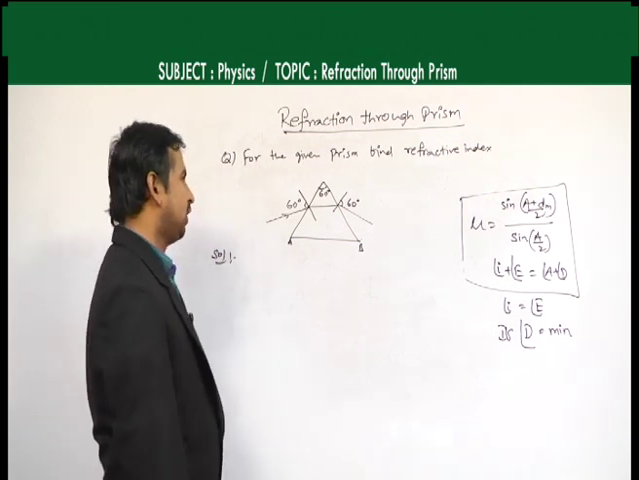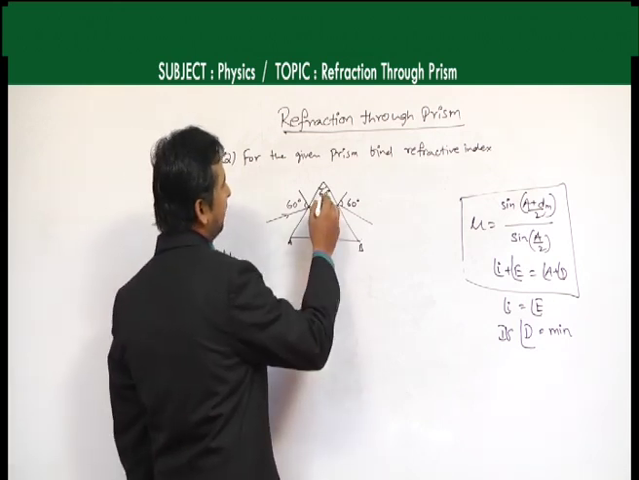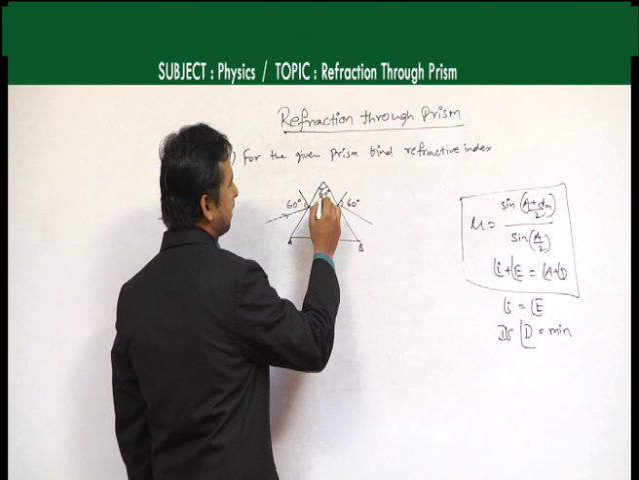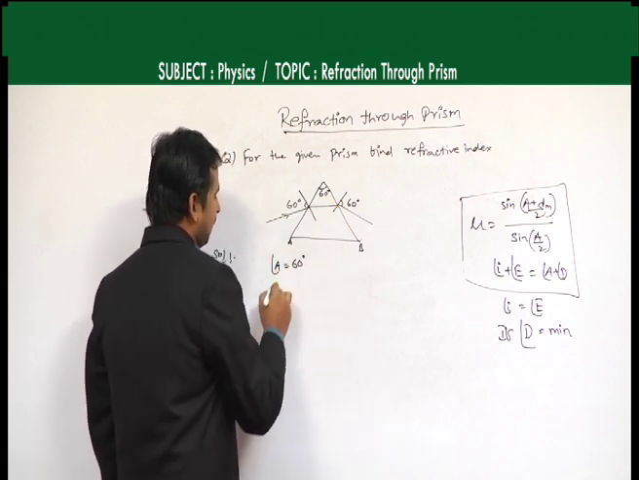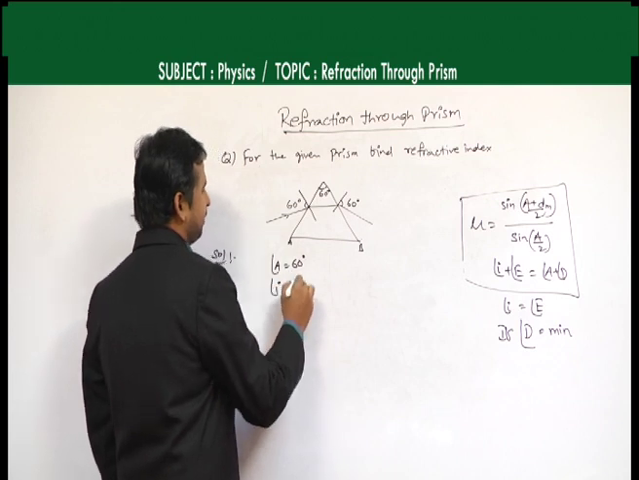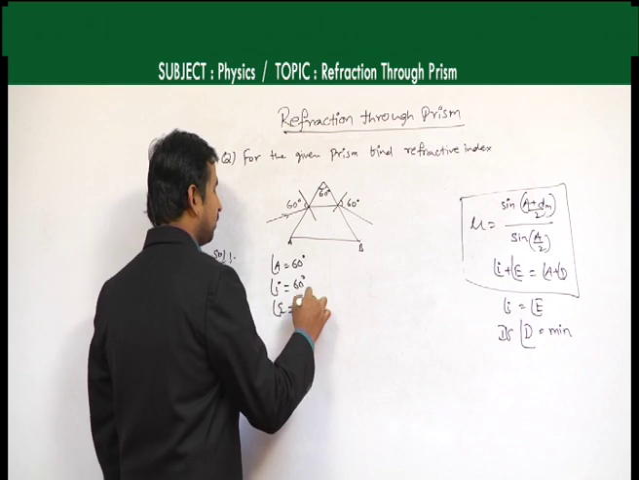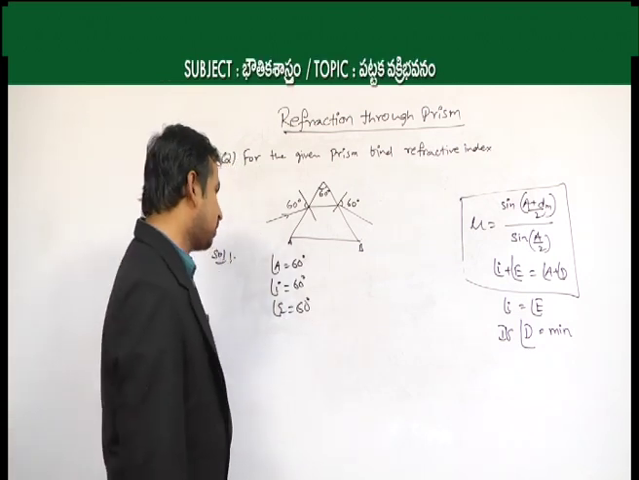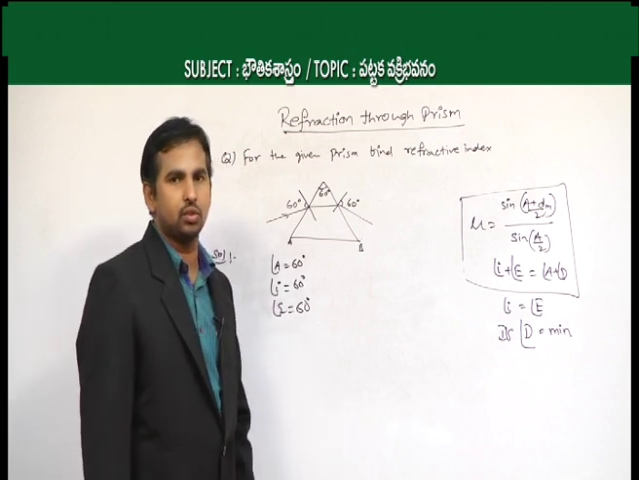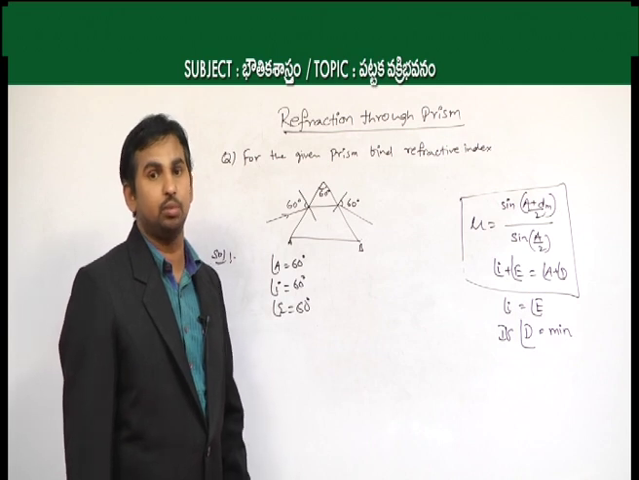But actually, if you observe the given prism, it is given that the angle of the prism, angle A, is 60 degrees, the angle of incidence is 60 degrees, and the angle of emergence is also 60 degrees. And we know that if the angle of incidence is equal to the angle of emergence, then in these cases the angle of deviation becomes a minimum.